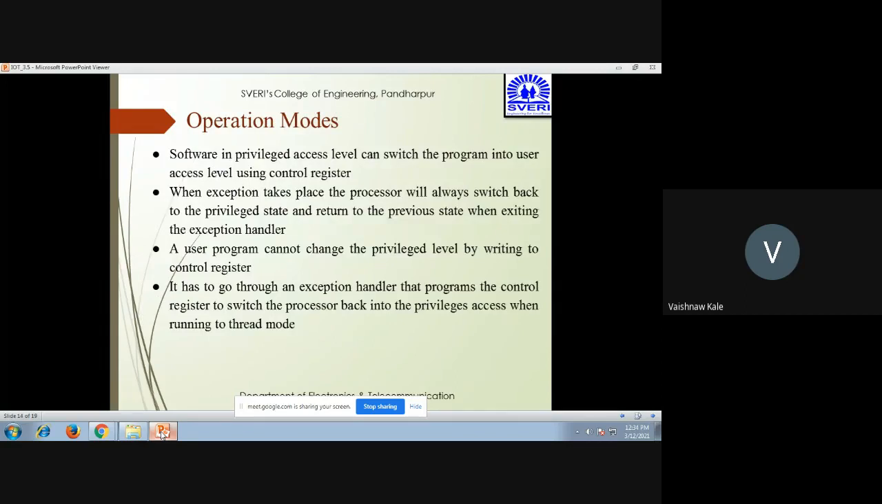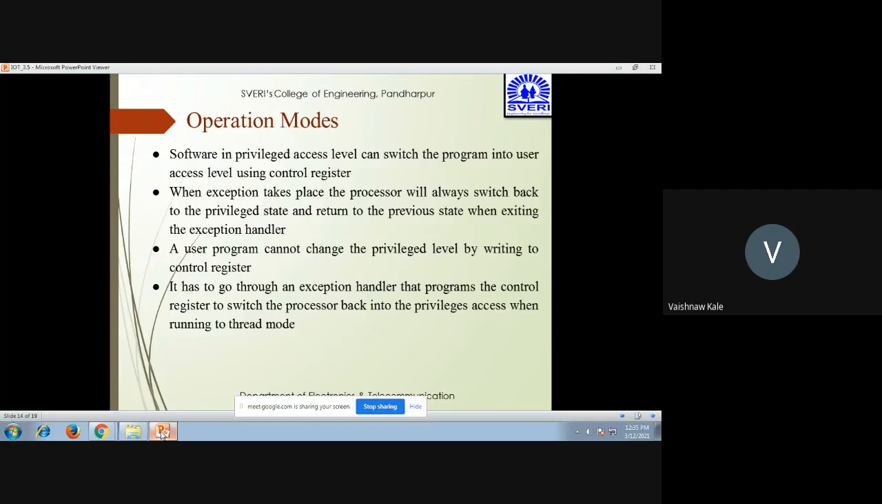Software at the privilege access level can switch the program into the user access level using the control register. So if you want to move from the privilege access level to the user access level, you can use the control register. When the exception takes place, the processor will always switch back to the privileged state. Obviously, as soon as the exception takes place, it goes back to the privileged state and returns to the previous state when exiting the exception handler.